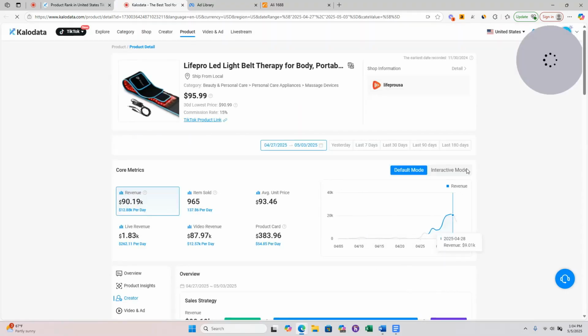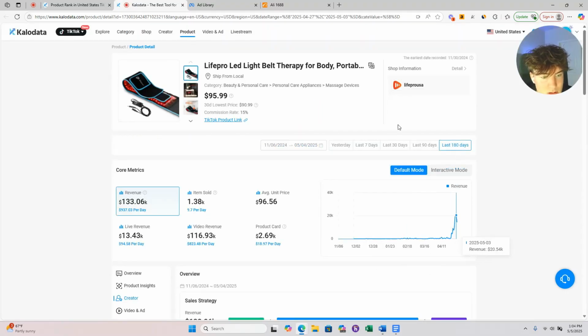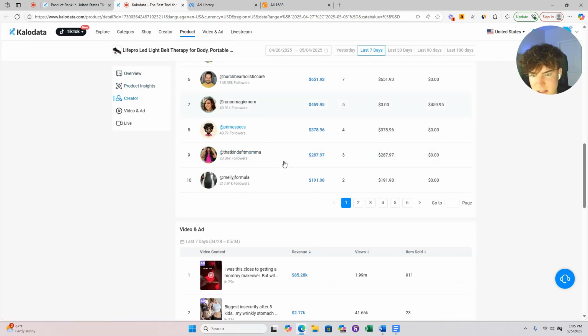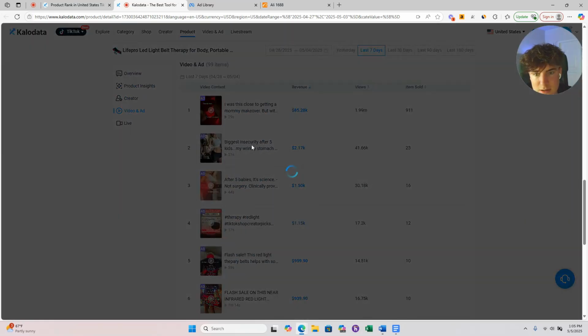Life Pro LE. Oh, I haven't seen this product before. I also haven't been on Kalodata in a couple days, but oh yeah, boom. Might have just found you boys a winner. I cannot lie. As you guys can see, it's a really good graph. It just started to spike. Looks like a red light therapy type of thing. So let's see what it does.